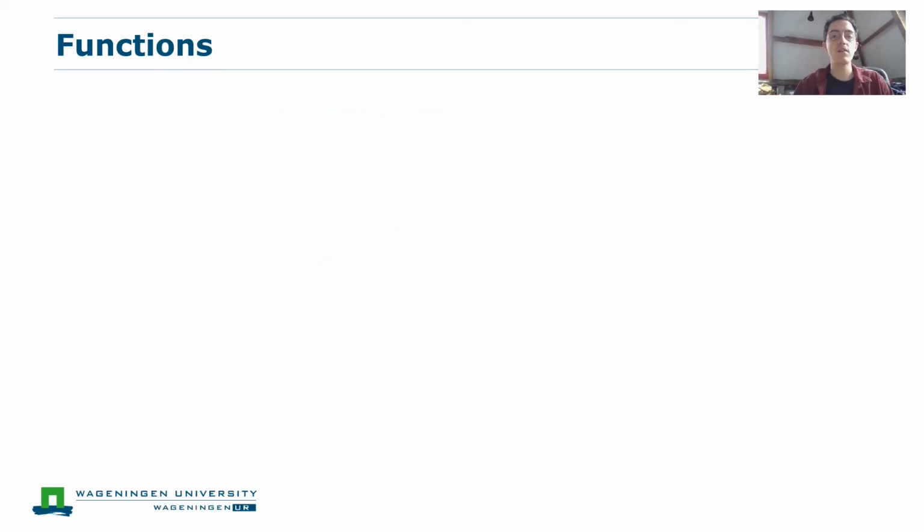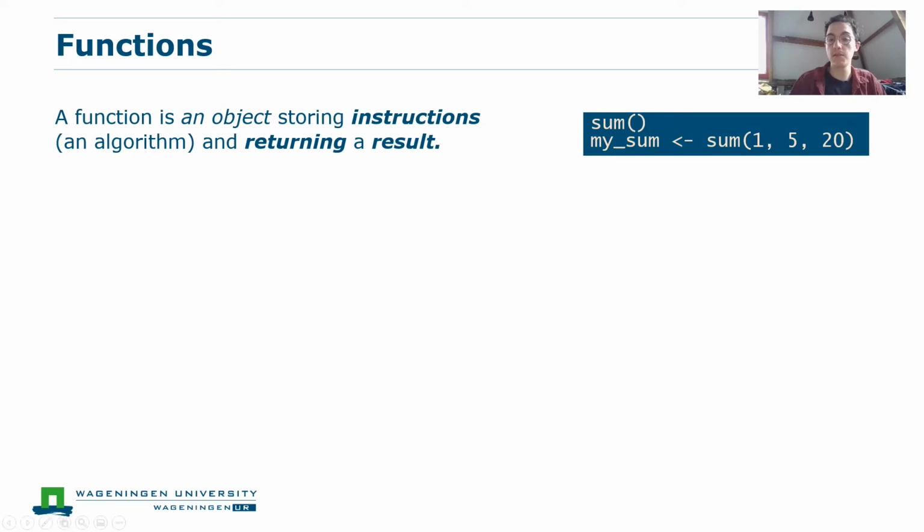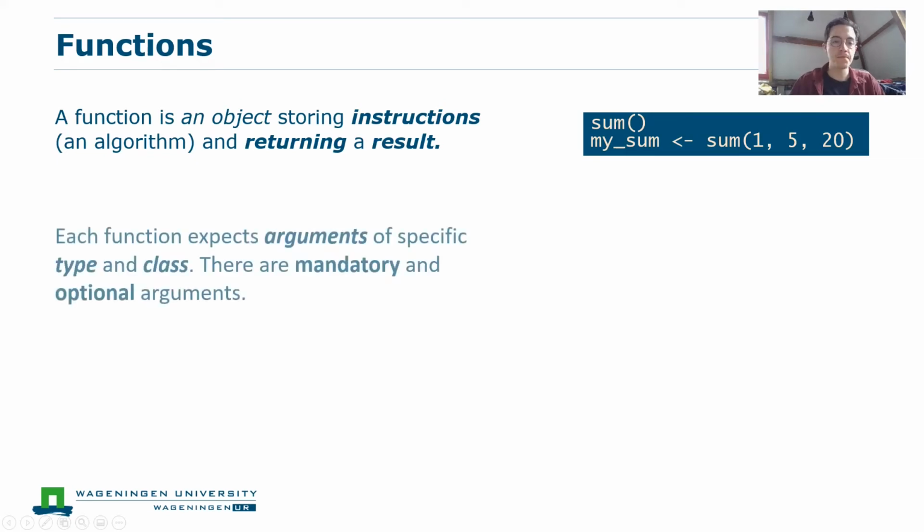So, now let's talk about functions. A function is nothing else than an object storing instructions that returns a result. So a very simple function is this function sum. And if you give it a series of numbers, it will sum those numbers. Each function expects arguments of specific types and classes, and if you don't provide those arguments, or if you provide the wrong type and class, R will give you an error.